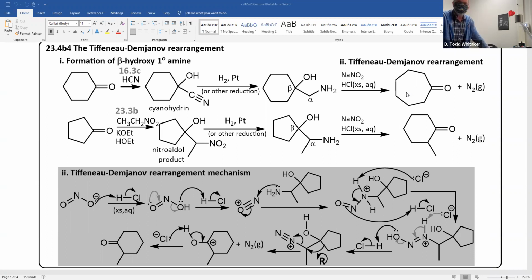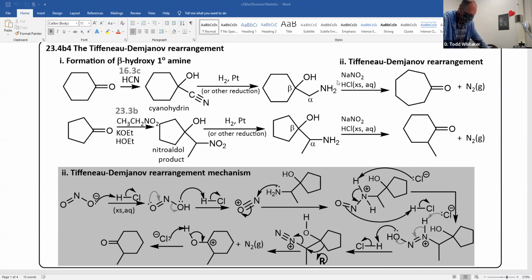We're actually coming full circle in our mechanisms. Way back, we've made mechanisms before where the rings got bigger, like those carbocation rearrangements from the squares. That one was my favorite for a while. Well, now that's my new favorite right here.